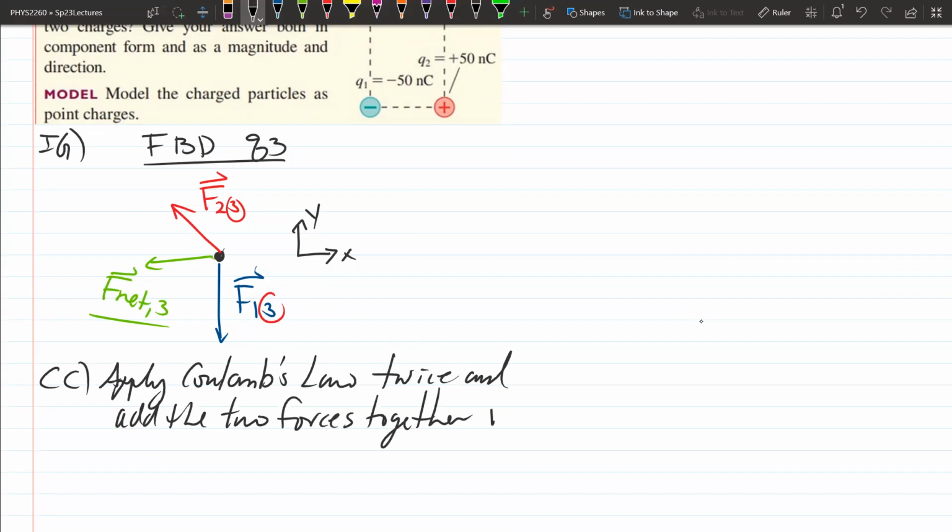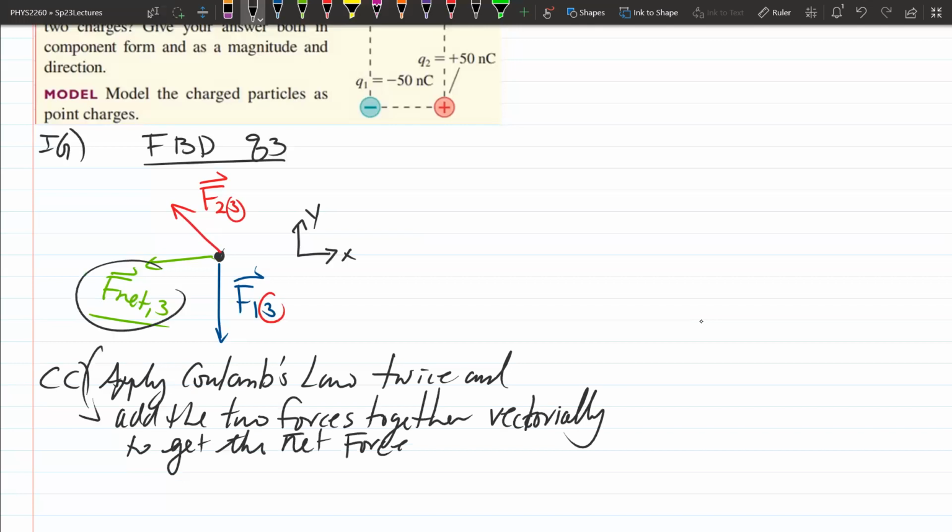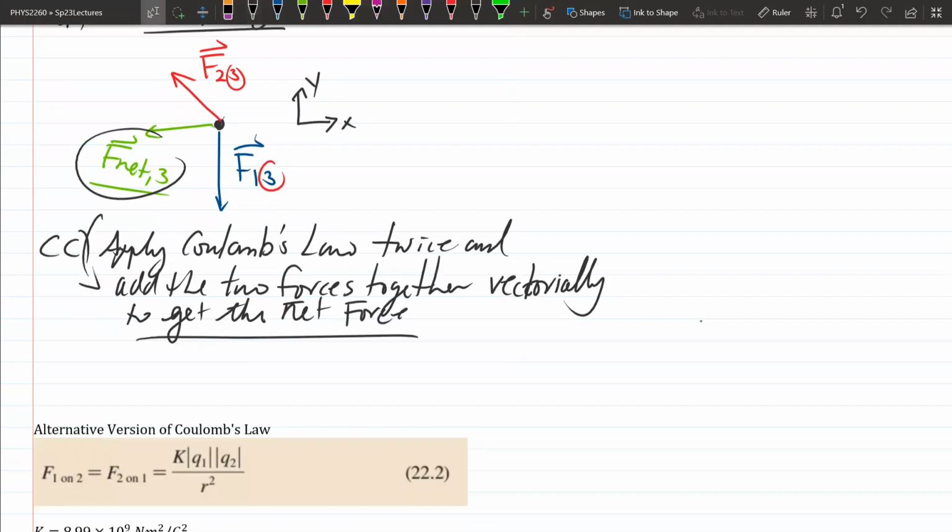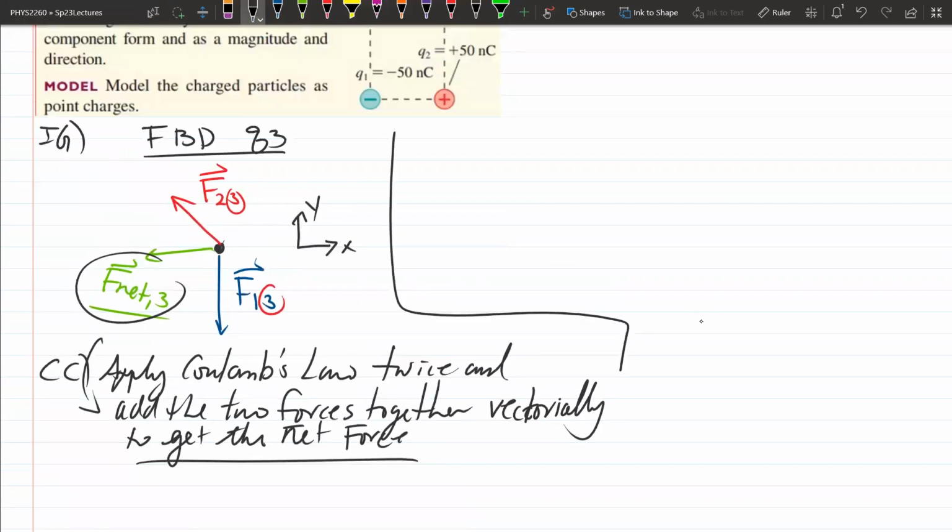I'm going to note this. They are going to be vectors. So vectorially, maybe it's spelled that way, to get the net force, right? Okay. So basically me drawing that diagram is restating what I just drew on the diagram, okay? So now I'm a little bit out of space, so let's do this on the right here.